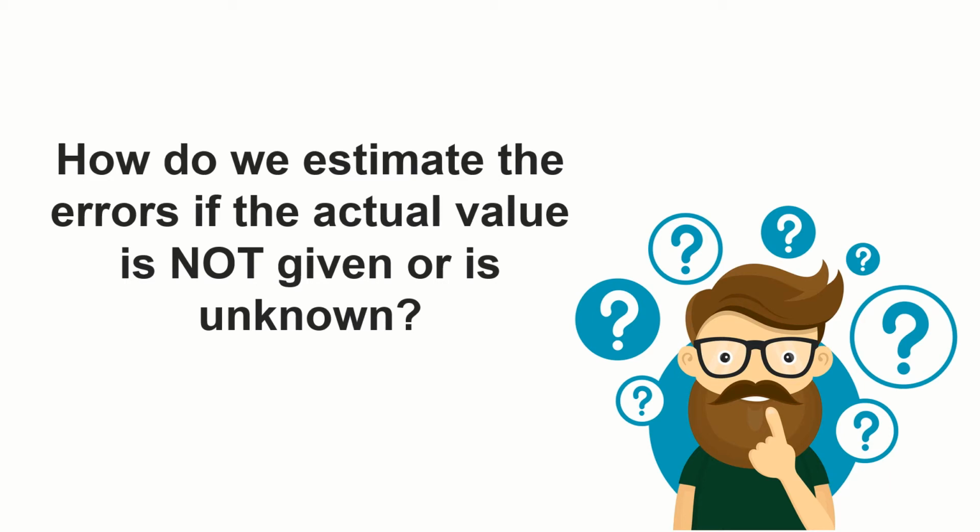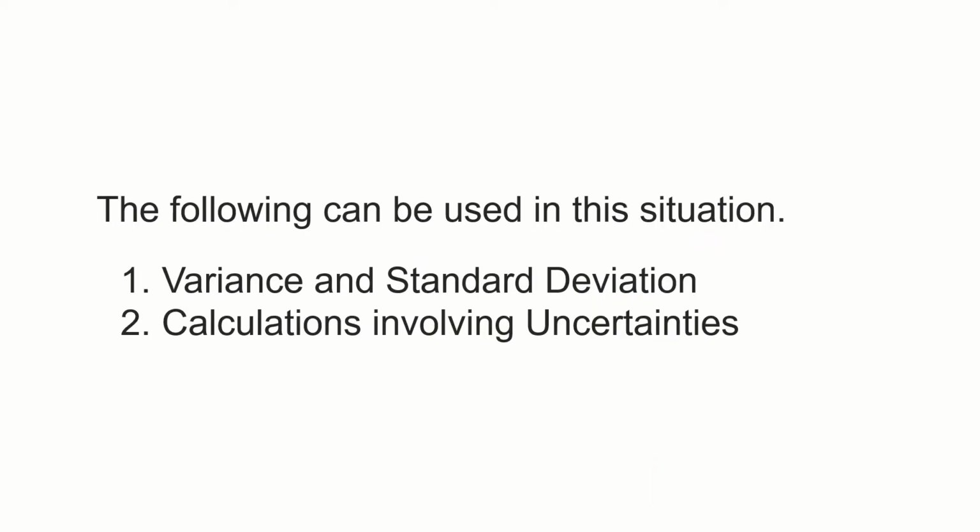Okay, so welcome back. Let's pick up where we left off last time. How do we estimate the errors if the actual value is not given or is unknown? There are two ways of estimating errors if the actual value or the accepted value is unknown. Those methods are calculating the variance and standard deviation, and calculating measurements involving uncertainties.